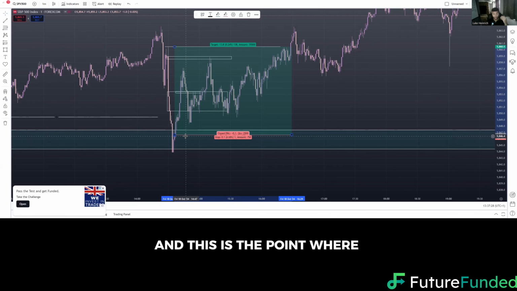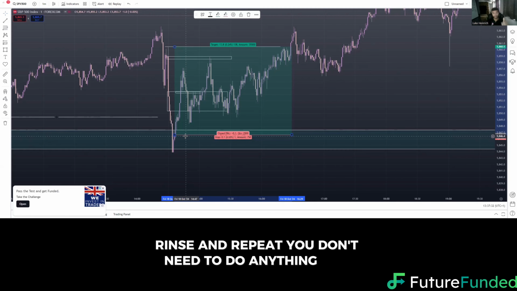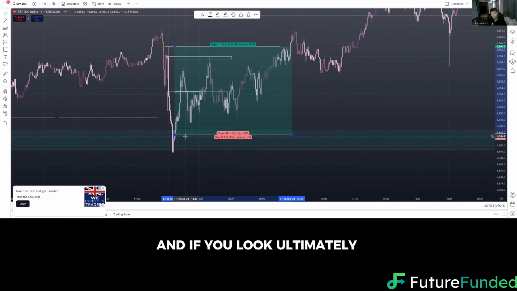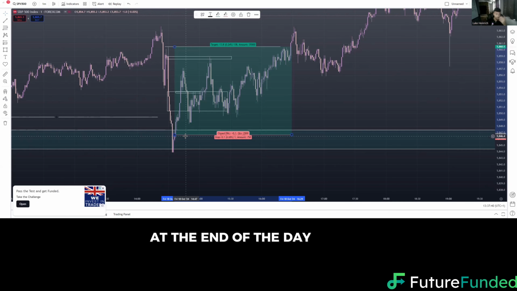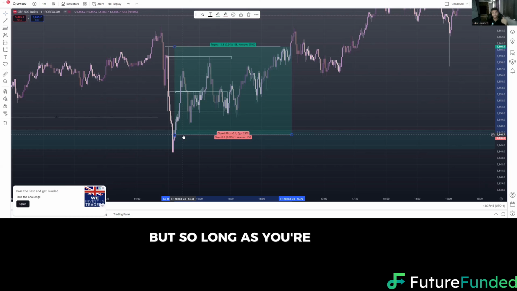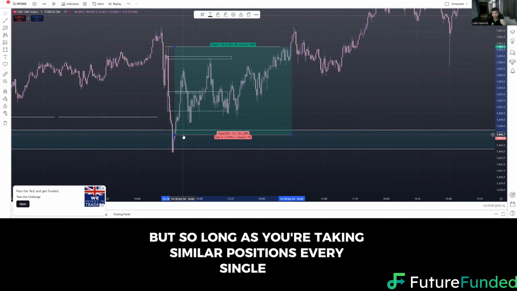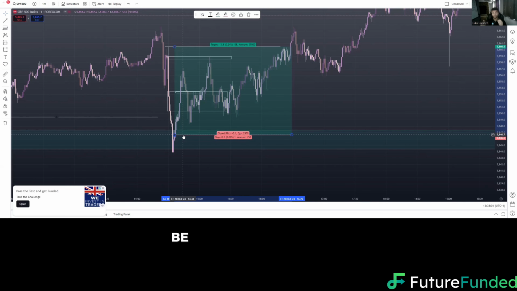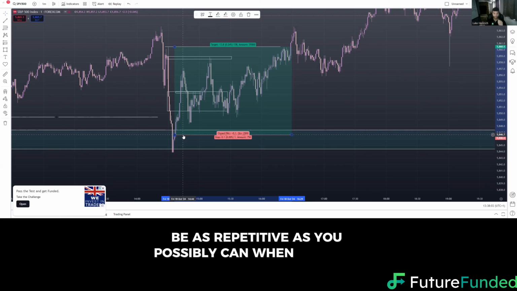And this is the point where you just have to focus on rinse and repeat. You don't need to do anything else other than just taking similar trades every single day. And if you look, ultimately, guys, at the end of the day, you're not going to win every single time, right? We all know that in the markets. But so long as you're taking similar positions every single day and your methodology is similar and your edge is present every single time, you're doing the correct things. And that's all you can do in the markets. Be as repetitive as you possibly can when it comes to trading.